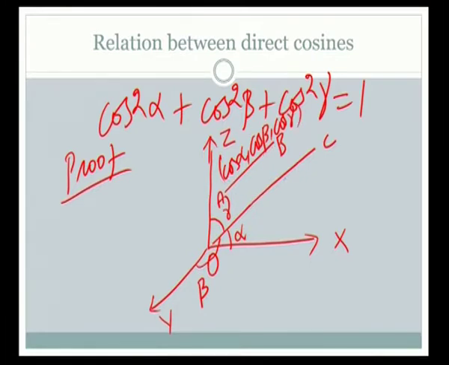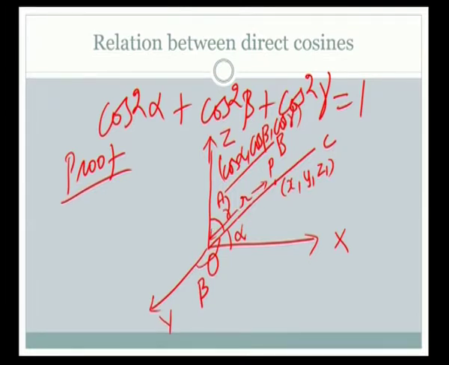Now, let us imagine a point P on the line OC. So, the point P is here. Then the coordinates of this point P are x1, y1, z1. These three are the coordinates of the point P, and the distance of the point P from the origin is assumed as r.